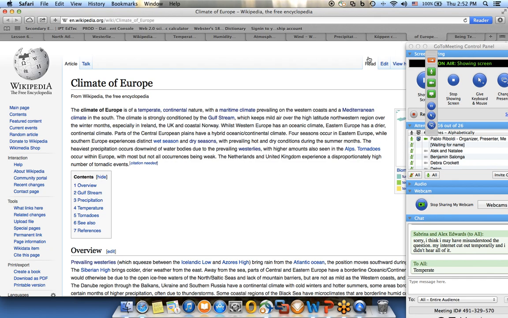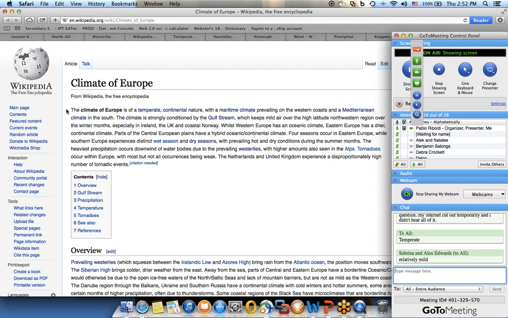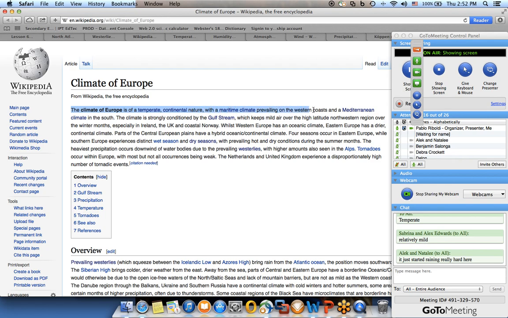So, let's see here, climates of Europe. This says the climate of Europe is of a temperate continental nature, with a maritime climate prevailing in the north, in the western coast, and Mediterranean climate in the south.